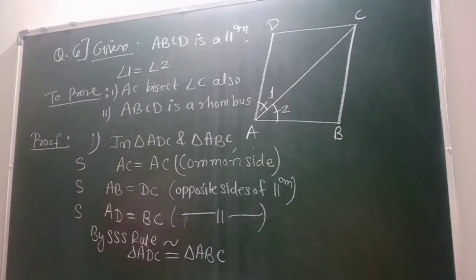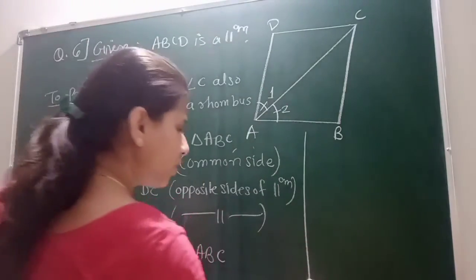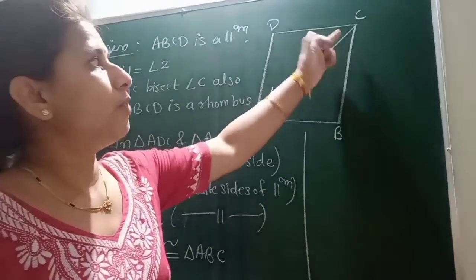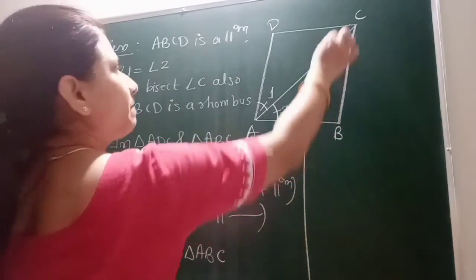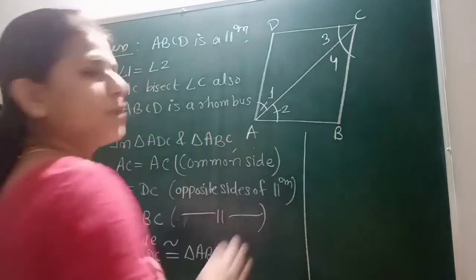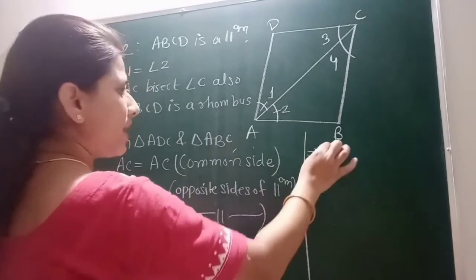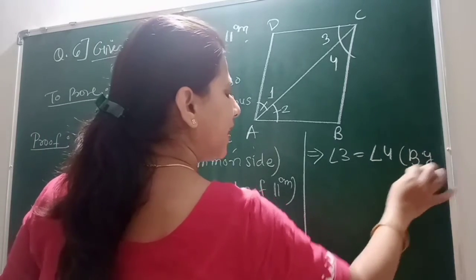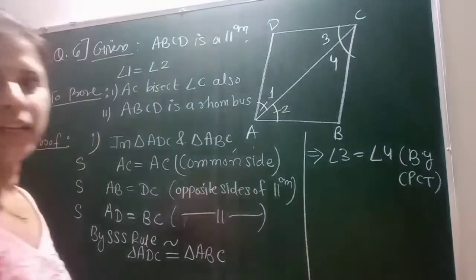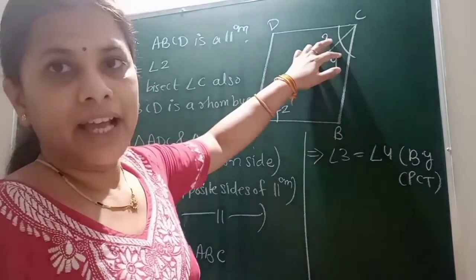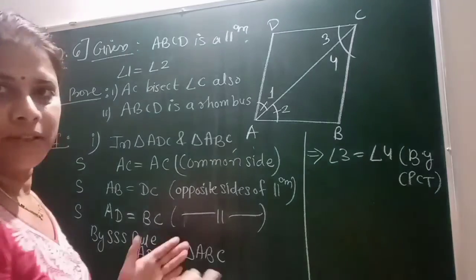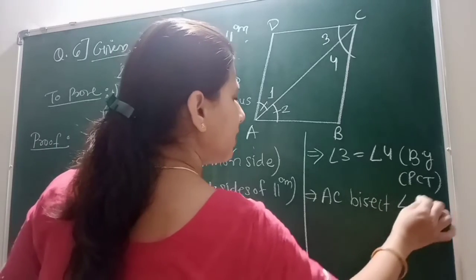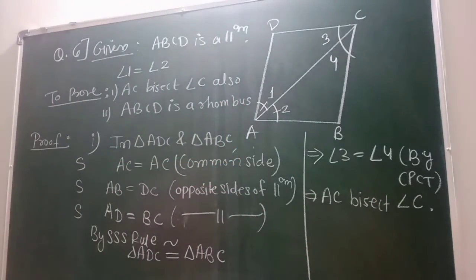Okay, and we know when two triangles are congruent, their corresponding parts are equal. So this angle will equal this. Suppose this one is your angle 3 and this one is your angle 4. So what we will get by CPCT, we will get angle 3 equals angle 4 by CPCT. And when any angle is divided into two equal parts, this shows that AC bisects angle C. Okay, so this first part is proved.